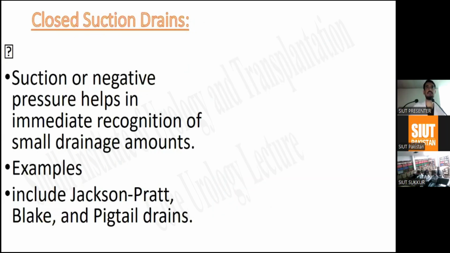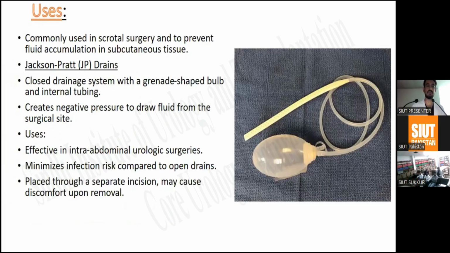Closed suction drains utilize negative pressure and help immediate recognition of small amounts of drainage. They include the Jackson-Pratt drain, also called the JP drain, the Blake drain, and pigtail drains. Uses are commonly in scrotal surgeries and to prevent fluid accumulation in the subcutaneous tissue. JP drains are usually a closed system with a grenade-shaped bulb and internal tubing. It creates negative pressure to draw fluid from the surgical site. It's usually used in abdominal surgeries and minimizes the risk of infection compared to an open drain. It's usually placed through a separate incision, and it can cause more patient discomfort compared to non-suction drains.